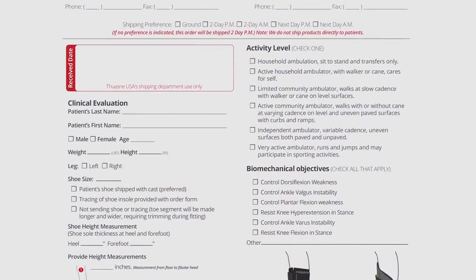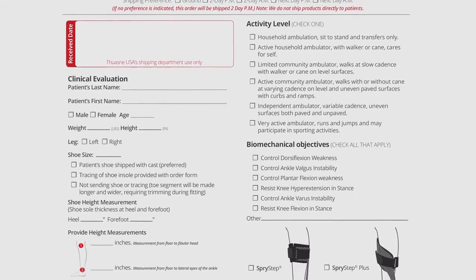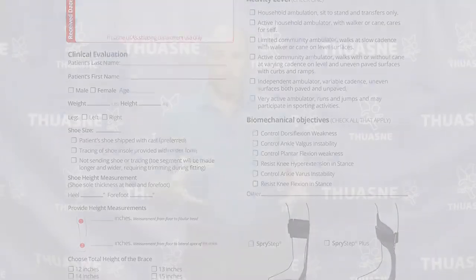Before you begin your patient evaluation, it's very important to become familiar with the Townsend order form. There are some key things that we need to know in order to broaden our clinical perspective of the patient that you're working with. Some of the key things that we need to be aware of are the patient's height and weight, and an intimate understanding of the type of shoe that the patient will be wearing.